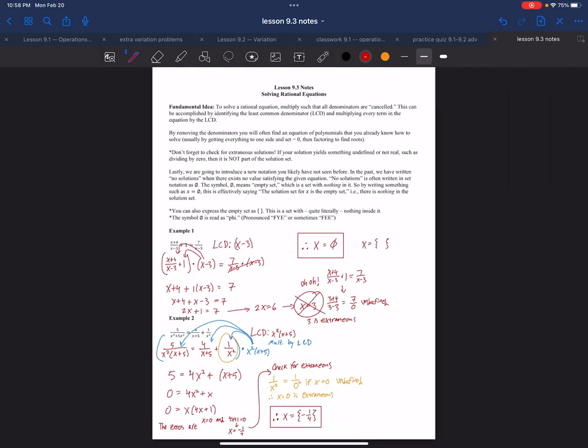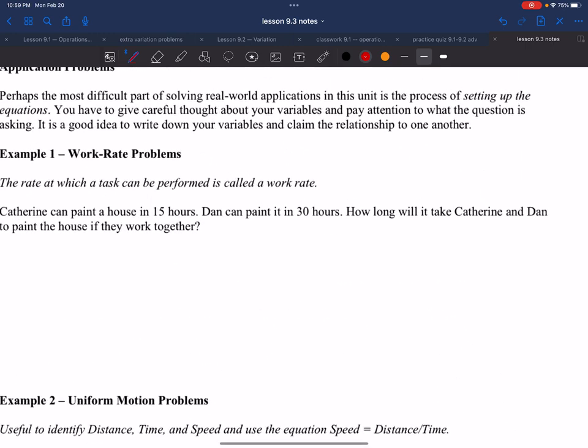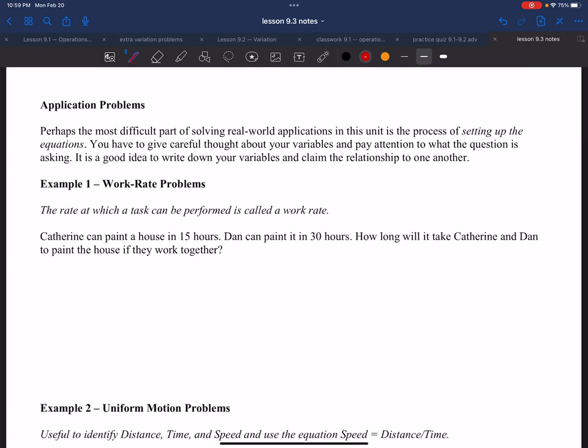Okay, so that handles solving the quote-unquote naked problems, the typical problems you're going to run into. So basic gist: identify the LCD, multiply throughout by the LCD, solve as normal, and then check for extraneous. Okay. Application problems. Now, this is where the real meat of the video is.